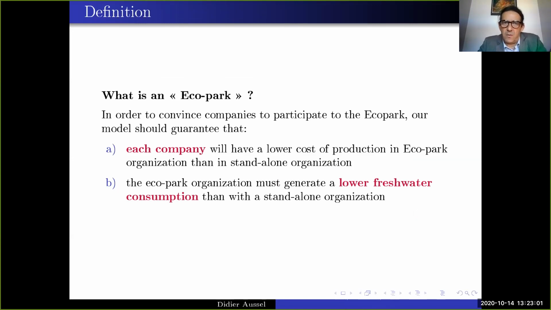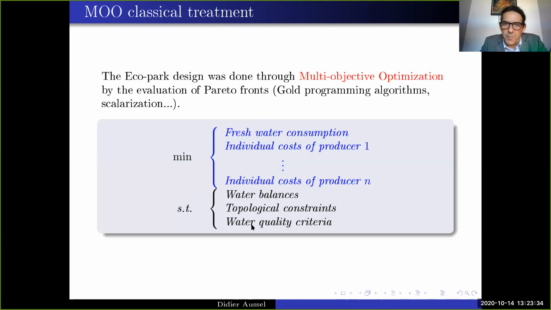So how will the success be guaranteed? If each company saves money compared to what we call the standalone. Standalone means you buy water, you reject water to the discharge. If you gain money compared to the standalone, that's okay. And the eco park must generate a lower freshwater consumption or a lower discharge of water. So historically, from the very beginning, people wrote this problem as minimizing the freshwater consumption, or the discharge if you want, as well as the individual cost of each producer, and so on.